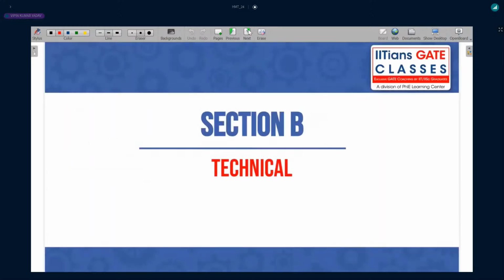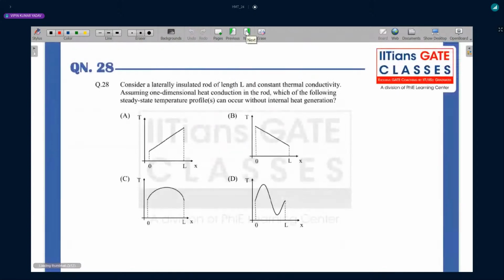So what are we going to focus on? We are going to focus on heat and mass transfer, and it came for 6 marks. Again, it is a good weightage in the GATE exam for heat and mass transfer. Let us start with question number 1 that came from heat and mass transfer.